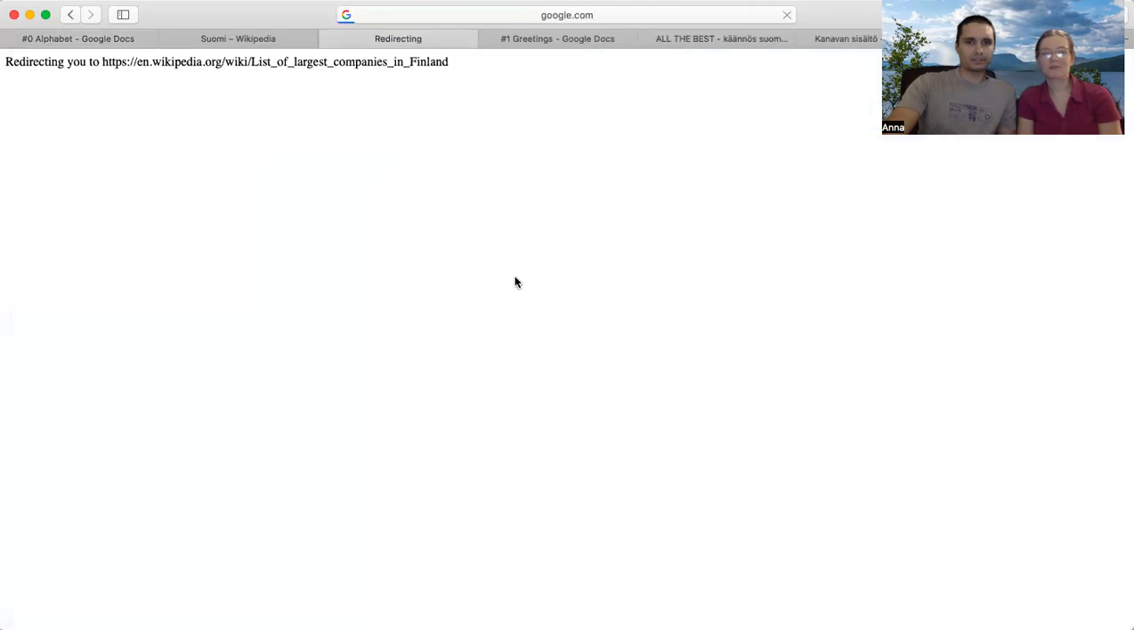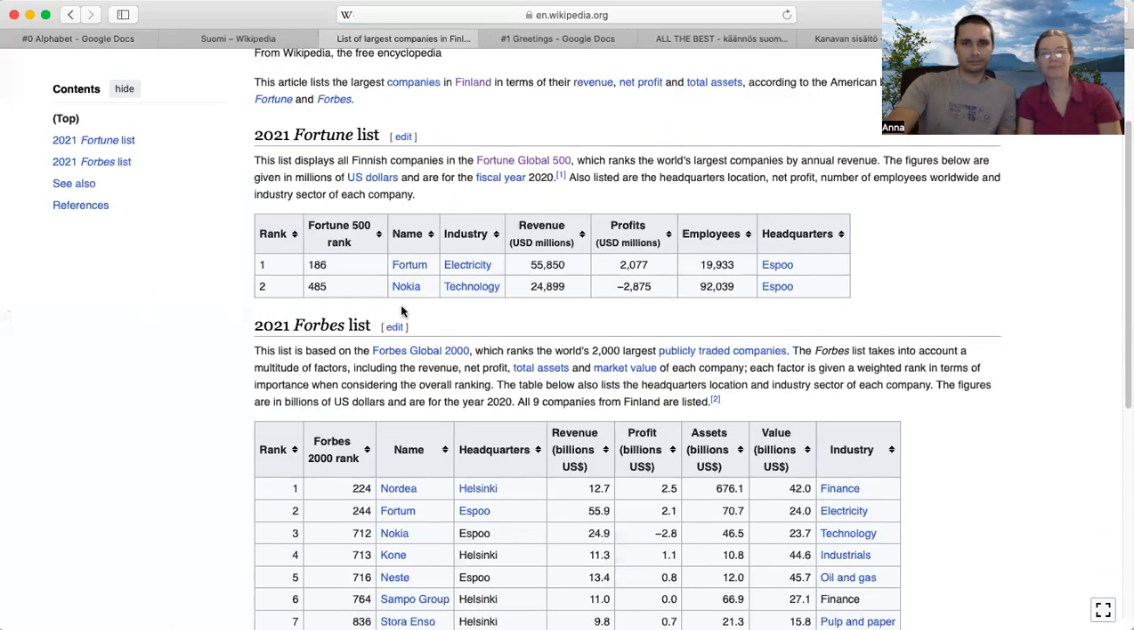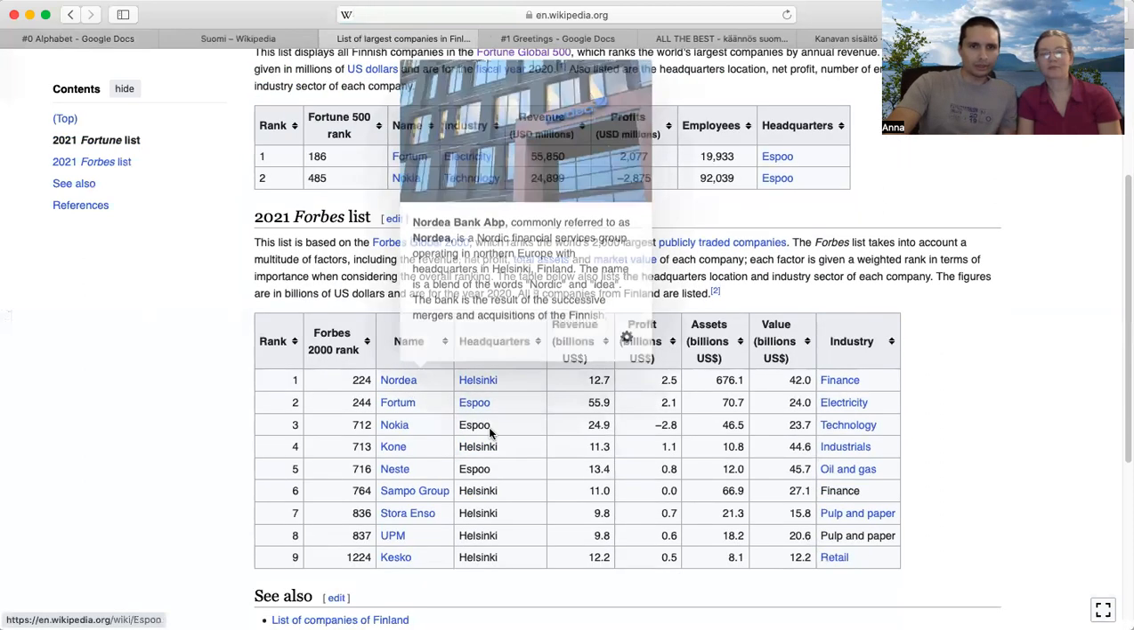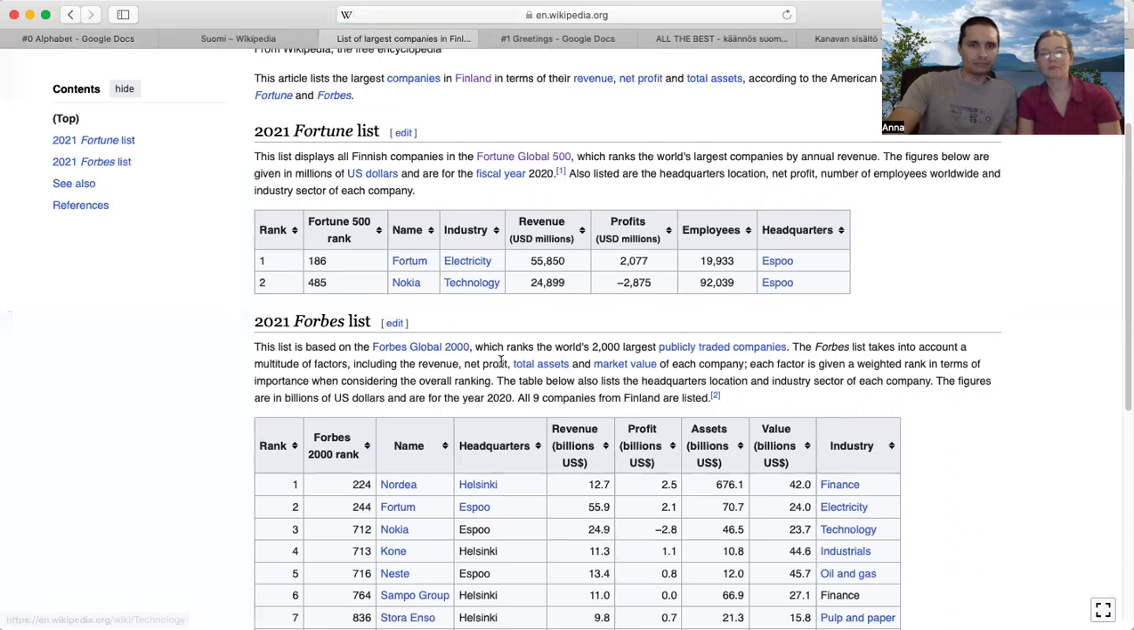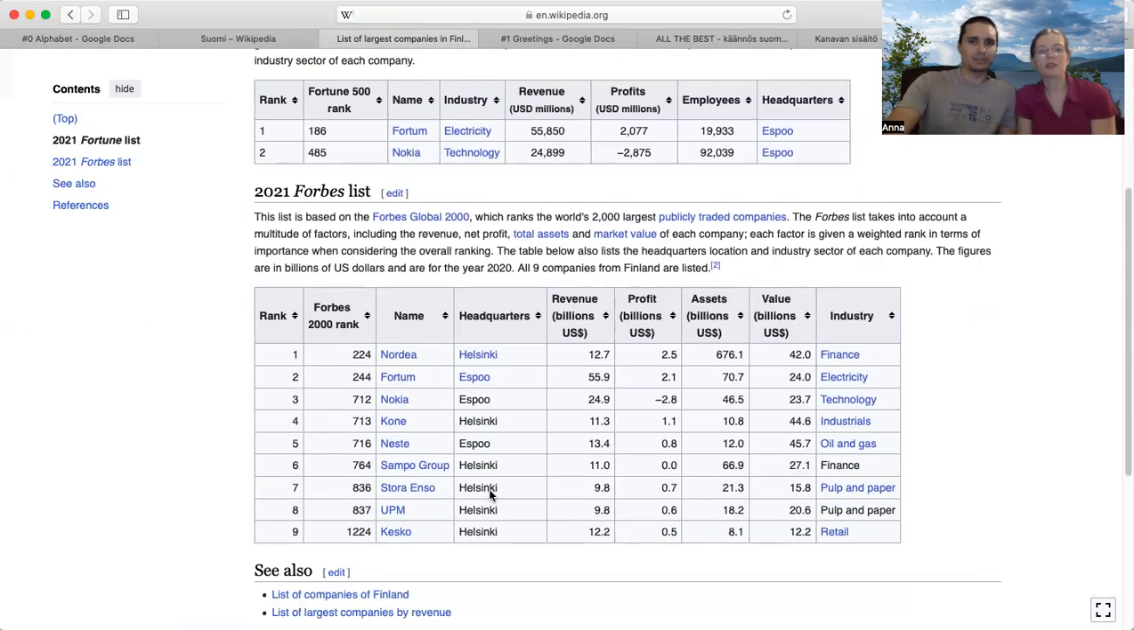The economy of Finland. So the biggest companies are Fortum and Nokia. They are in the Fortune list. Oh, okay, I don't know why Nokia is here, but not here. It's the Forbes list. That one was the Fortune list. Okay, yeah. Anyways, Nokia was founded in the city where I was born.